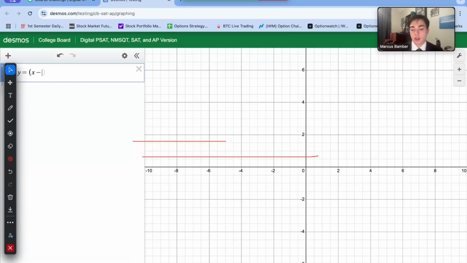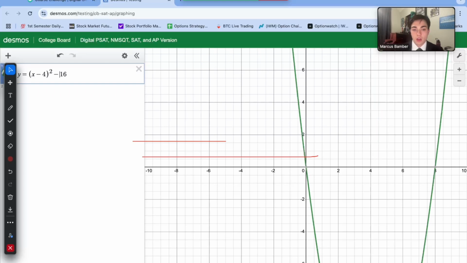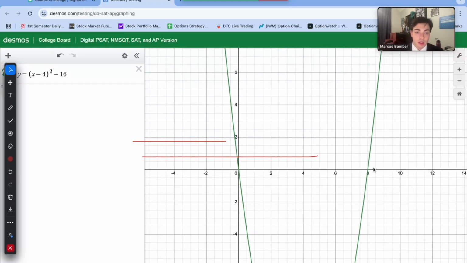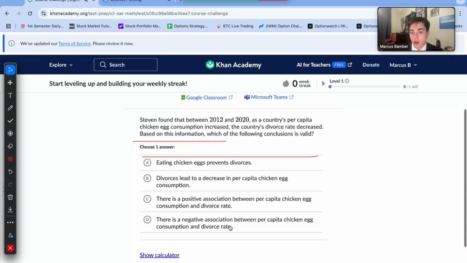exactly as it shows. So we replace the f of x with y, but we have this, minus 16. So we can see this function here. We have 2 zeros. We have 2 x-intercepts. So we have one at 8 and one at 0. So we just say x is equal to 8, x is equal to 0.